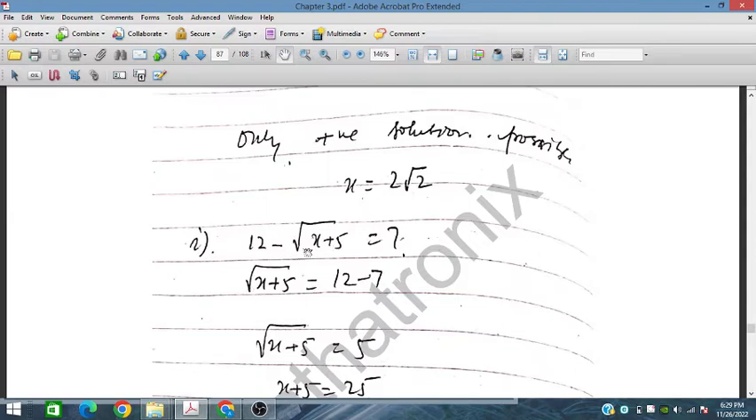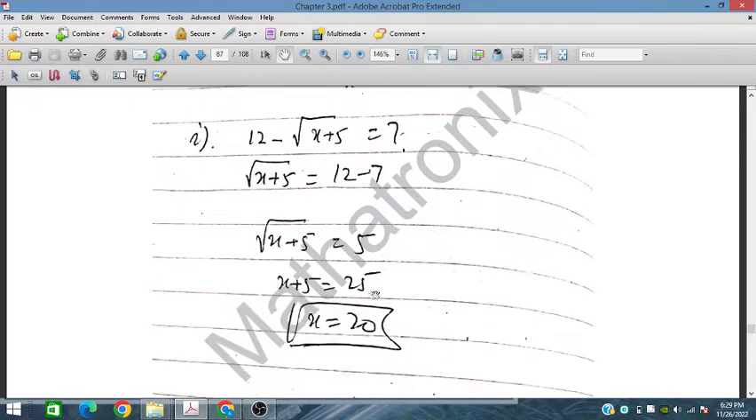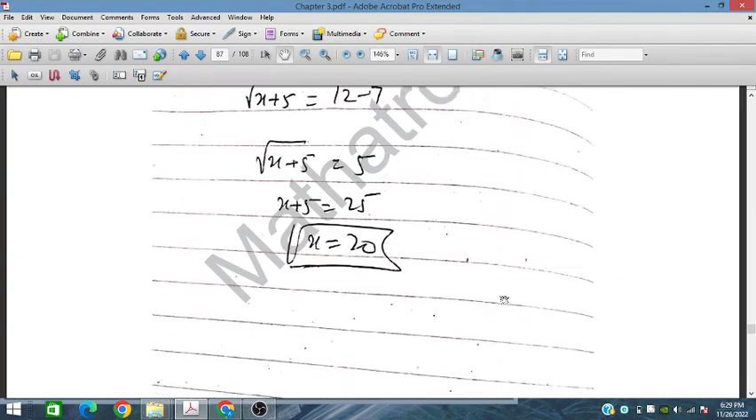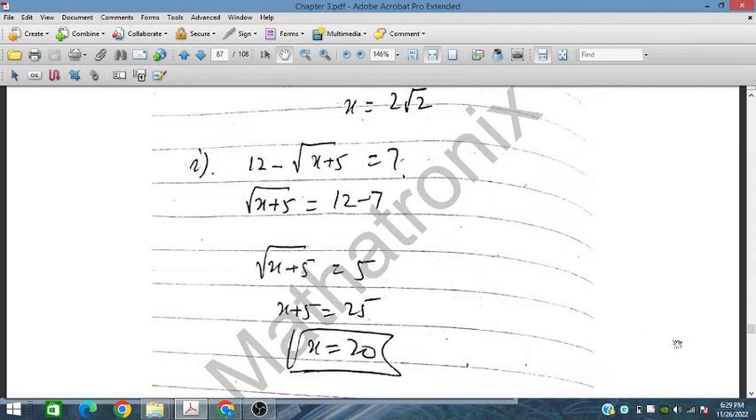And 2 minus under root x plus 5 is equal to 7. So shifted to the right and left, then under root x plus 5 is equal to 12 minus 7, so this is 5. Now take square on both sides and this becomes 25, so x is equal to 20. We can put this value of x in the given equation to check that the left hand side is equal to the right hand side.